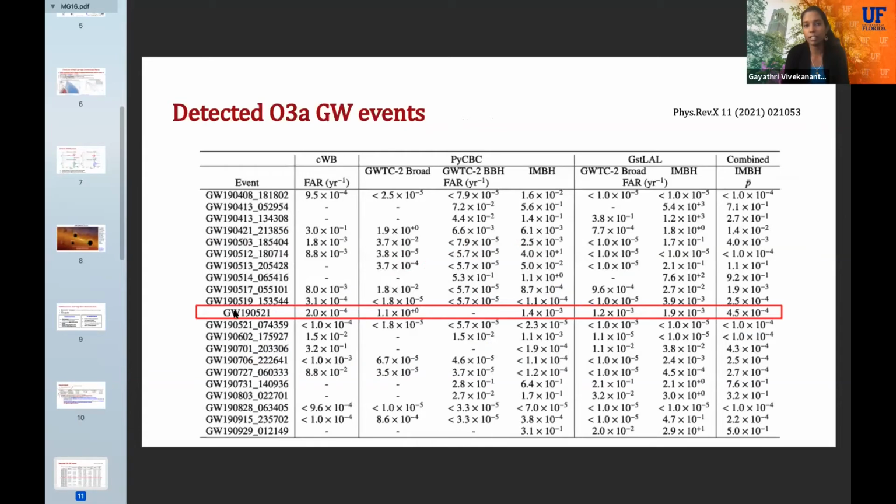So the significance of the GW190521 event is shown in this table. This is for the broader search of cWB compared to the IMBH targeted search, and how the significance improved, and similarly for GstLAL also. And this search is not only detecting IMBH, it also detects the other known detections from GWTC-2. So that is what we have mentioned.